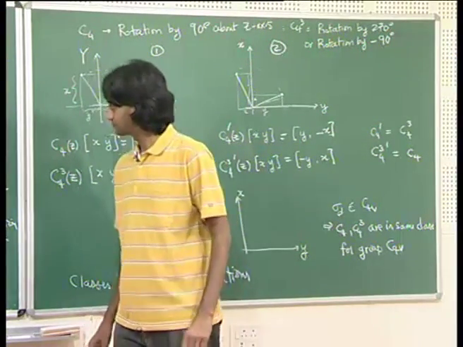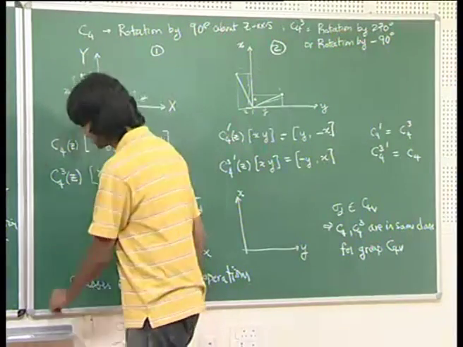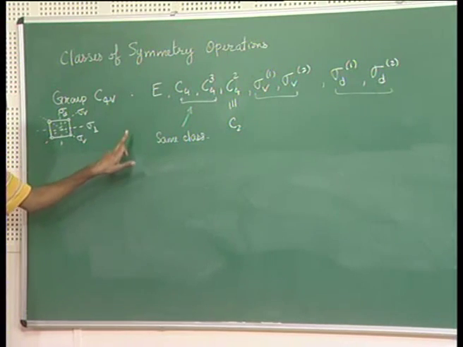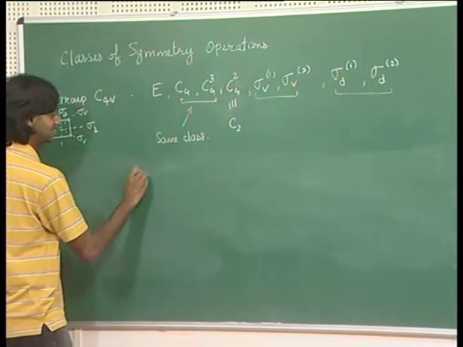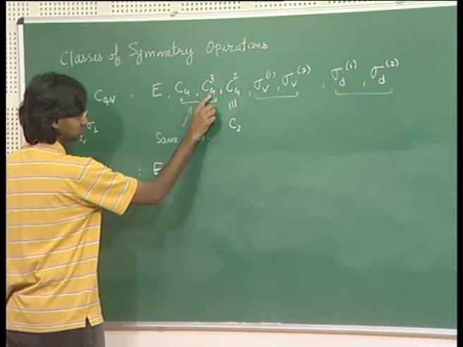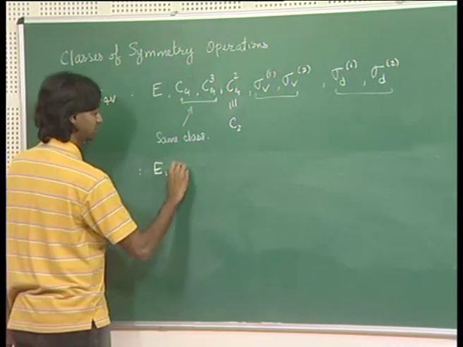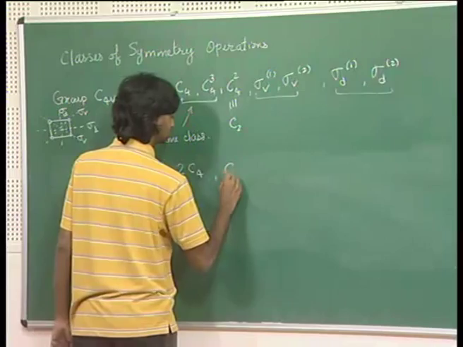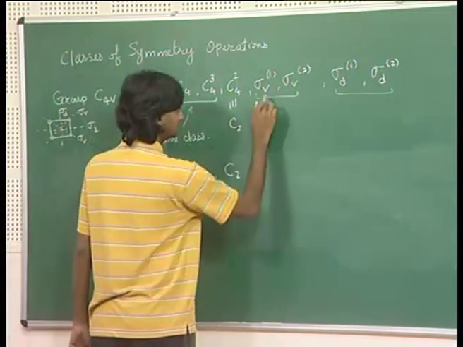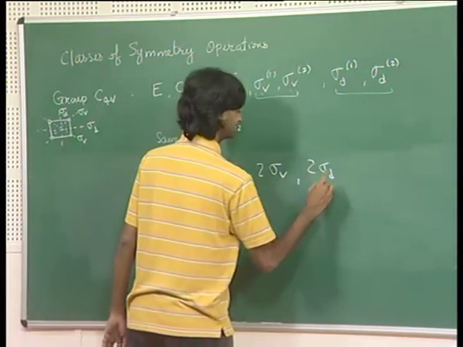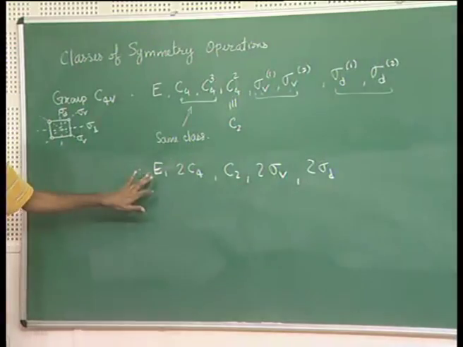Okay. So I will just do it right here. When we write the character table of the group, we divide the elements of the group into classes. So when we list the various operations of this group, we will write it in this form: E. Now there are two operations in the same class as C4, so we write it as 2 C4. Then there is C4 2, which is same as C2, so we just write C2. This is 2 sigma V and 2 sigma D. So we write them in classes.